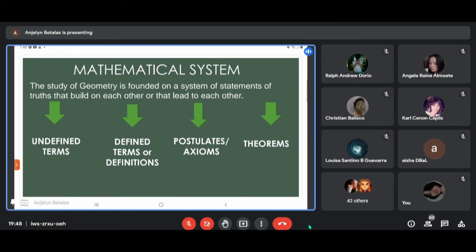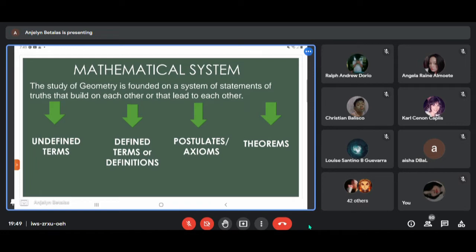So, what is a mathematical system? It is the study of geometry. The study of geometry is founded in a system of statements of truths that build on each other or that lead to each other.